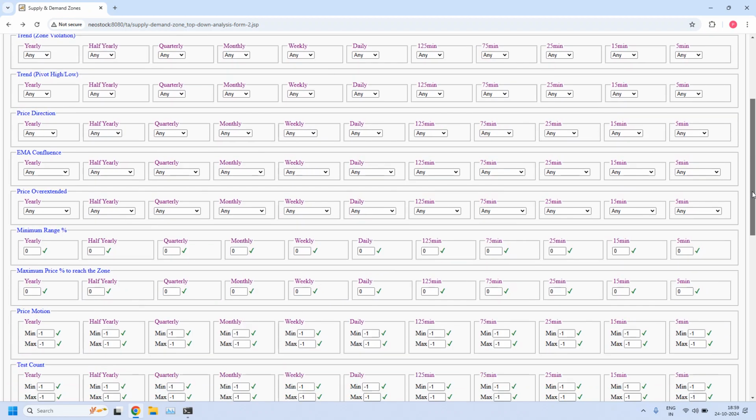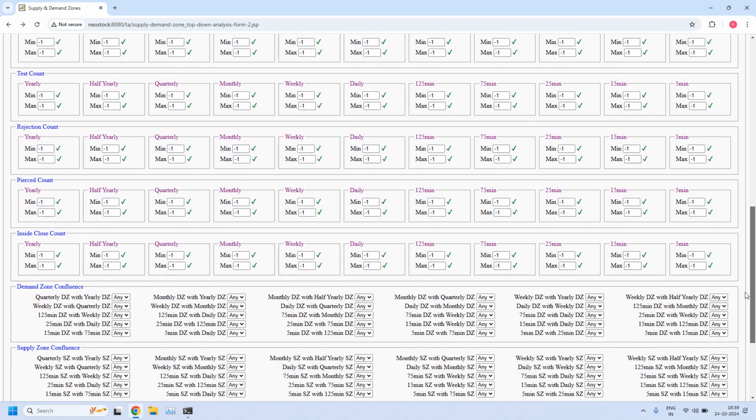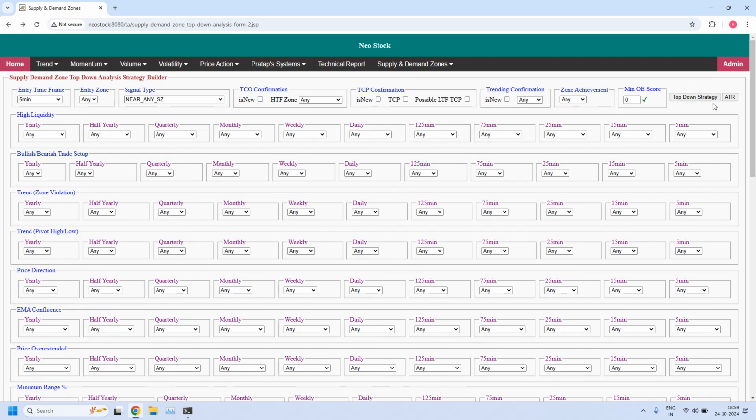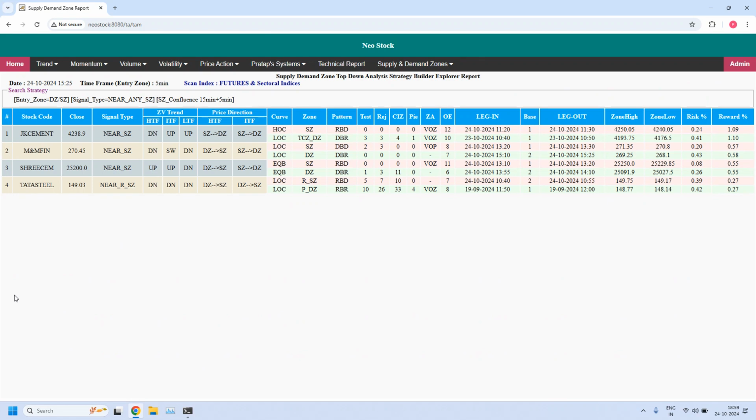That is 5 minutes supply zone confluence with 15 minutes supply zone. I'm enabling this filter. 4 stocks are filtered. In these 4 supply zones, the 5 minute supply zones are part of the 15 minute supply zone. So this is about stocks near demand and supply zones for different time frames.